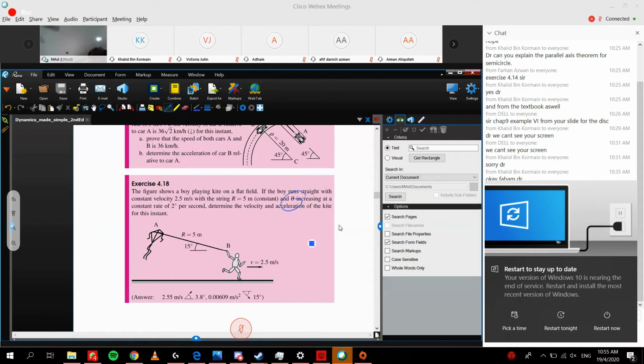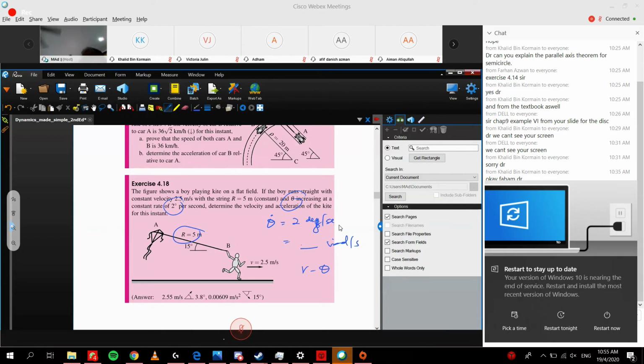dot. This is your theta dot. Your theta dot is 2 degree per second. You need to convert this degree into radian. You need to convert it into radian per second. Okay, that's what you do. Knowing that theta dot and r, you can do some r theta analysis.